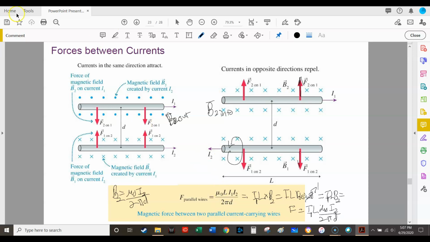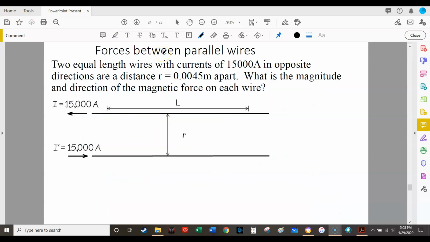So let's go ahead and apply it. We have 2 wires that are a distance r apart, and r is 0.0045 meters. They're 2 wires of equal currents but in different directions. And we know the length of each wire is a distance L.